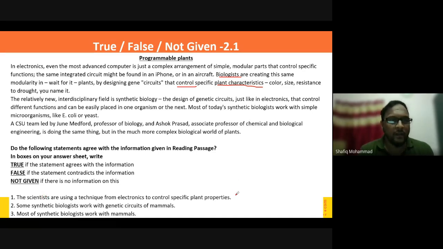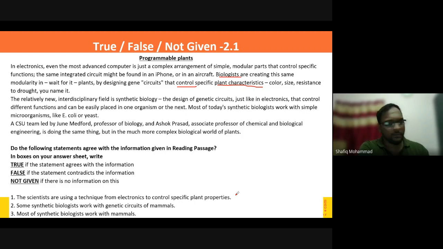Very good. Okay, what did you guys give for the second one? Some synthetic biologists work with genetic circuits of mammals. Some of you have given false. Most of you have given not given. Some also gave true. Some gave yes, yes, yes. It's whether you read the passage or not. Okay, second one is not true.